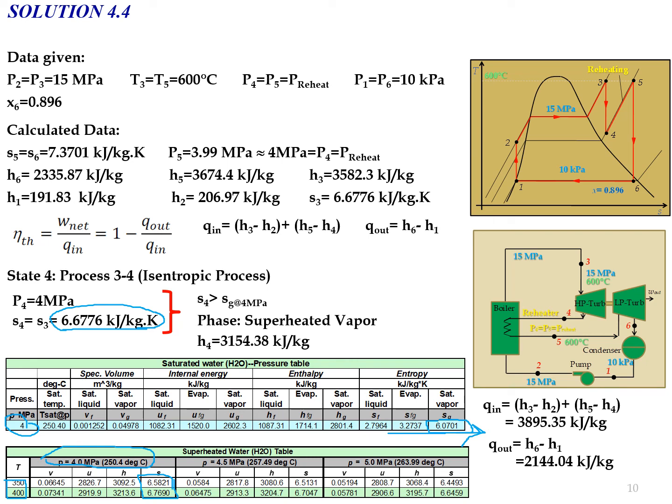We also have enough information to calculate Q out, which is equal to h6 minus h1, and it is equal to 2144.04 kilojoule per kg. From this information, we can calculate the thermal efficiency using the equation 1 minus Q out divided by Q in. So the thermal efficiency of this system is 0.45, or 45 percent. So this is all the calculation of the ideal reheat Rankine cycle.